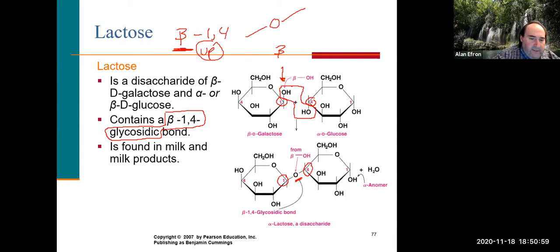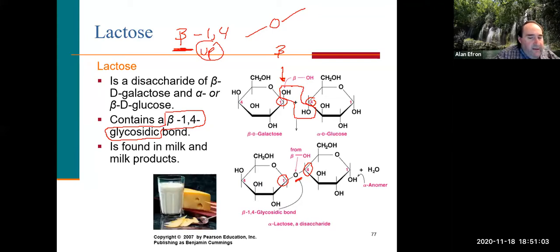So lactose, galactose, and glucose coming together, the removing of water, makes this beta 1,4 that's obviously found in milk and so forth. And some people obviously are lactose intolerant. They can't really break that bond in their body, and it obviously creates trouble.